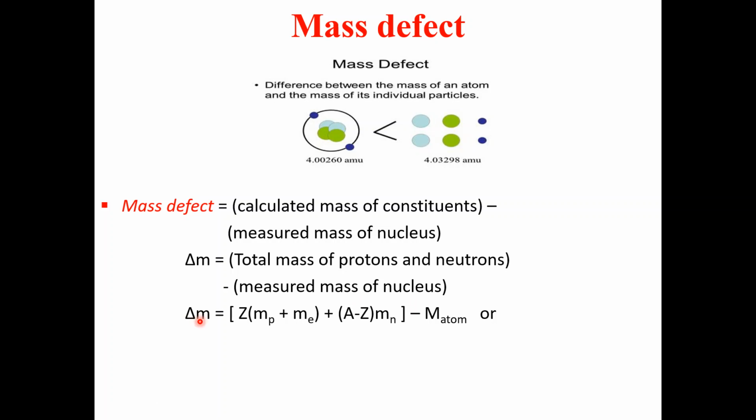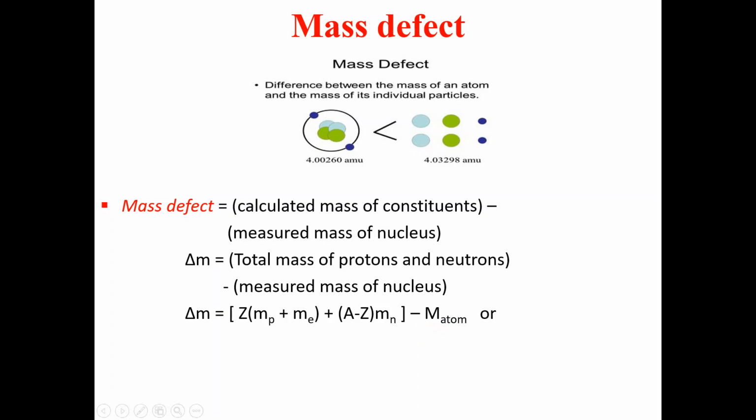So how can we do that? Mathematically, we can write this same statement like this: mass difference is equal to the atomic number, that is the number of protons or the number of electrons, times the mass of the proton, plus the number of neutrons times the mass of the neutron, minus the mass of the atom, that is the total mass of the atom.